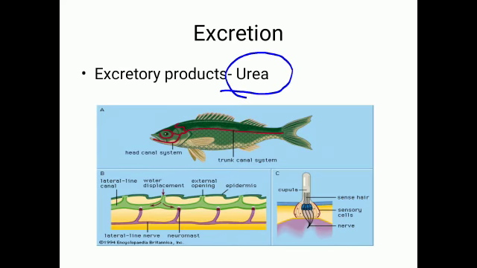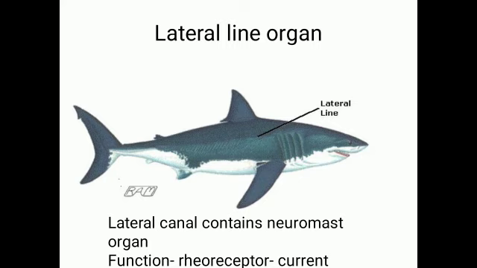Excretory product is urea. The lateral line organ contains neuromast organs, which function as a sense organ that detects the movement or vibrations of water and pressure gradients also. And rheoreceptors respond to water currents, whether the direction of flow of current is east, west, north or south. They can detect it.